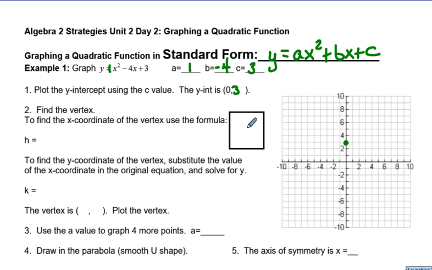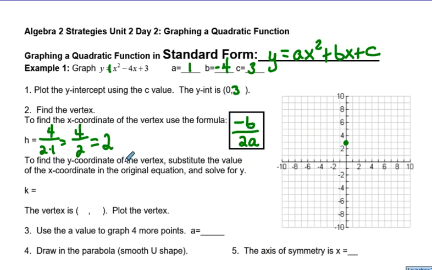To find the vertex, you're going to use this formula, the opposite of b over twice a. And that's going to tell you the x-coordinate of the vertex. So what's the opposite of -4? Spencer? What's the opposite of -4? 4. Right? And then over twice a, so 2 times 1. So what do we get? 2, right. So 2 is the x-coordinate of the vertex.